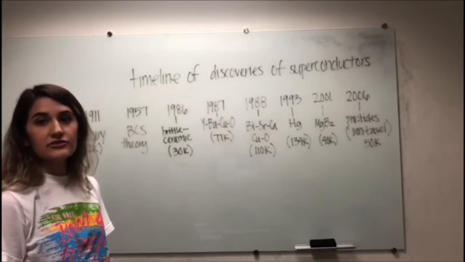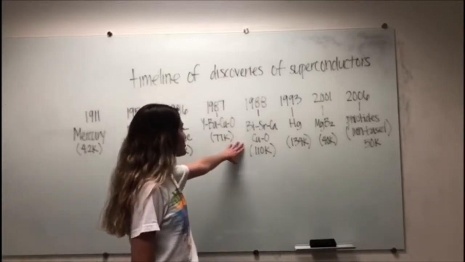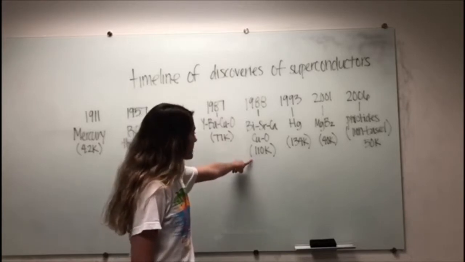By 1988, the critical temperature of BiSrCaCuO was 110 Kelvin.